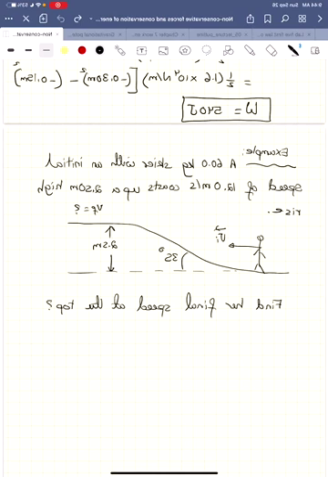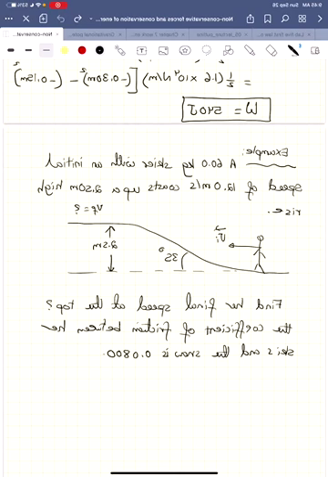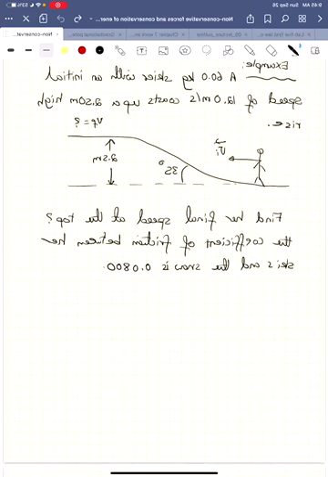And we know that the coefficient of friction between her skis and the snow is 0.0800. Okay, and now here we will have, like always, you need to worry about my initial and my final.